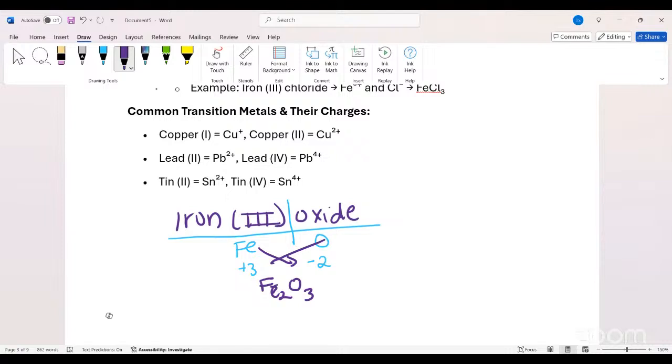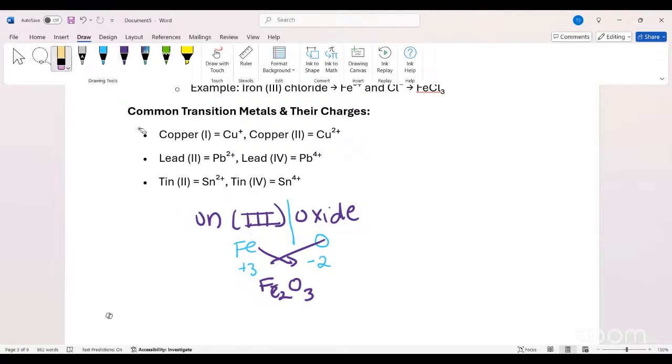All right, so whenever you name them out, you've got to put the Roman numeral in their name to identify what charge we're going to say this element has. So if you just said iron oxide, that would be wrong. You have to say iron(III) oxide, or iron(II) oxide. Whatever the charge is, you have to say what it is. Yeah, of course, Audrey, of course.